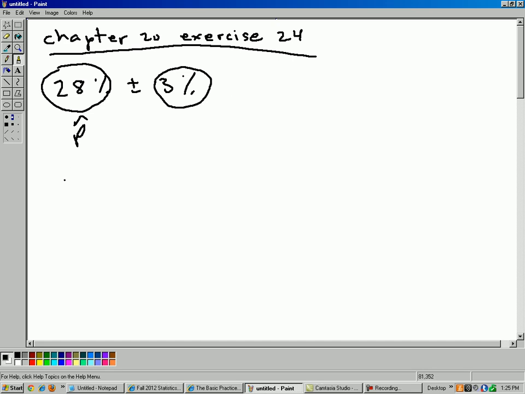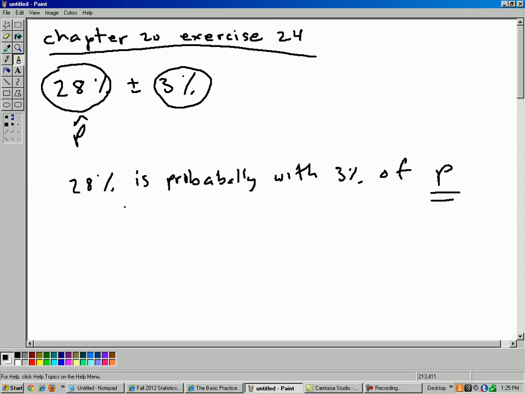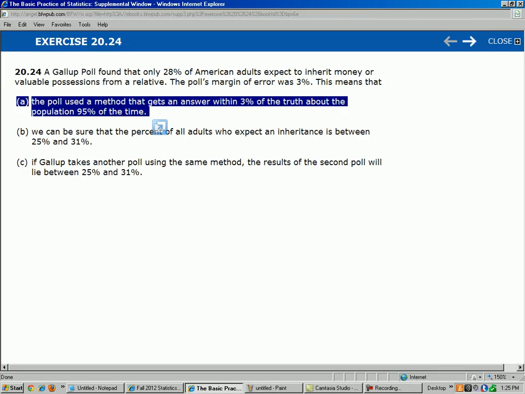that is. Now we don't know exactly what p is, but I do know that the 28% figure that we got is probably, 95% sure, within 3% of the real p. Now we don't know what that real p is, but it's probably close to 28%, plus or minus 3%. So A is the correct answer. Now let's look at the false answers here.